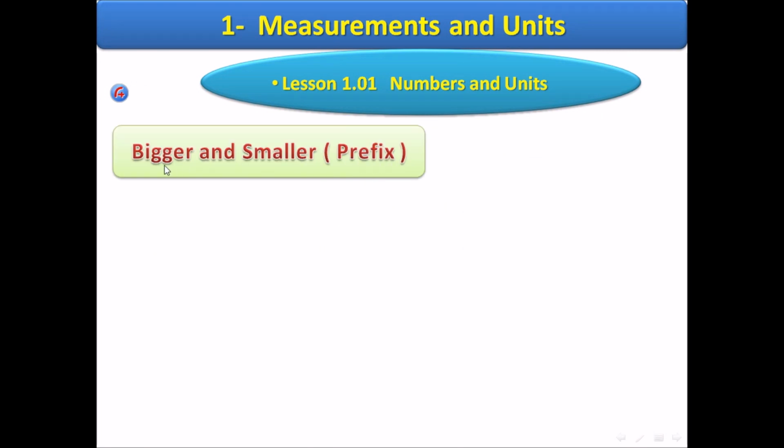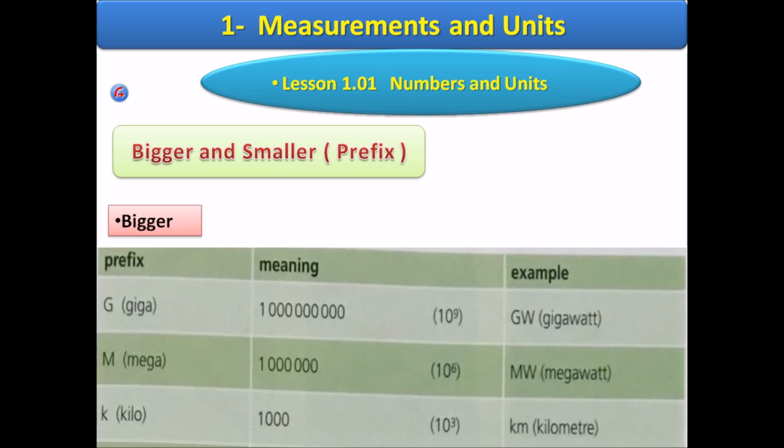Prefixes have two types, bigger and smaller. Let's start with bigger. We have three bigger prefixes: giga, mega, kilo. You have to know the meaning of each one. Giga means 10 to the power of 9. Mega means 10 to the power of 6. Kilo means 10 to the power of 3. Don't forget.